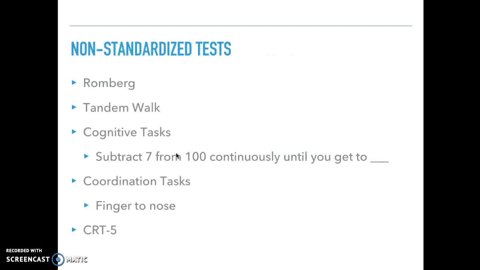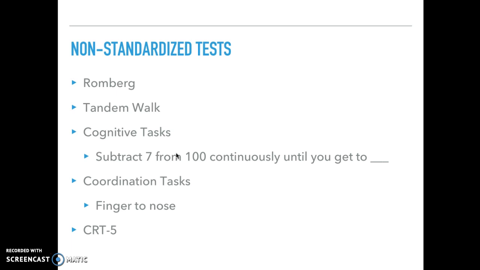I did want to point out, though, that there are non-standard concussion tests. The Romberg test, which is a single leg stance type of a test. Tandem walk, where you walk heel to toe, perhaps on a straight line. Cognitive tasks, a non-standardized cognitive test would be to ask your patient to subtract 7 from 100 continuously until you get to 39 or something. You could have the patient do coordination tests, see if they're able to stretch their arms out fully, like fully extended elbows and wrists, and then do a finger-to-nose test just to see if they're able to do it.